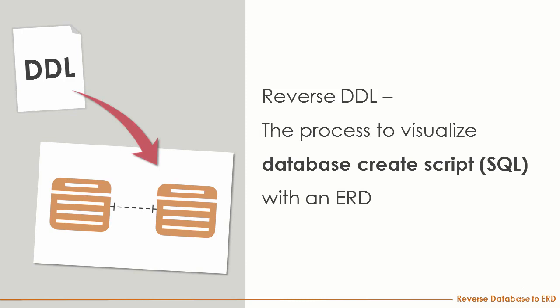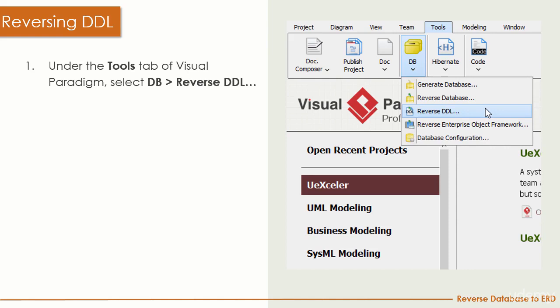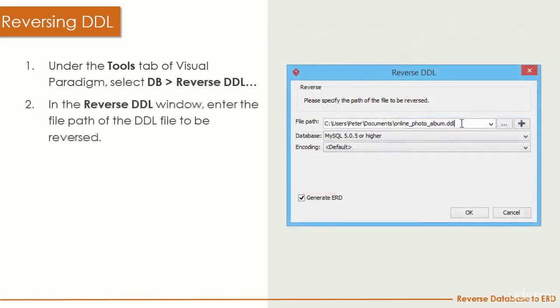I'm just showing you how to reverse the database from the online database. Sometimes you may not have a direct connection to the working database. We also can reverse the data definition language, the DDL, which is a text file. Reversing the DDL is similar to reversing the database. You just go to Tools, DB. This time you choose Reverse DDL. And in the Reverse DDL dialog box, you select the DDL file and tell us what kind of database you are reversing.